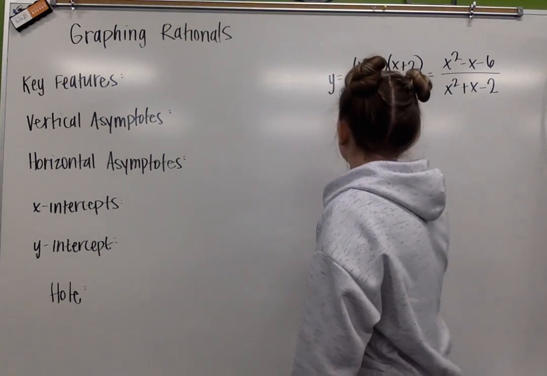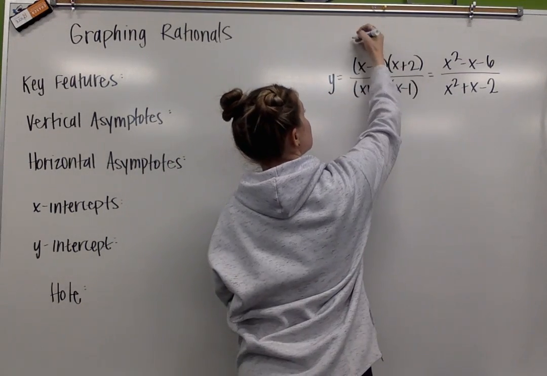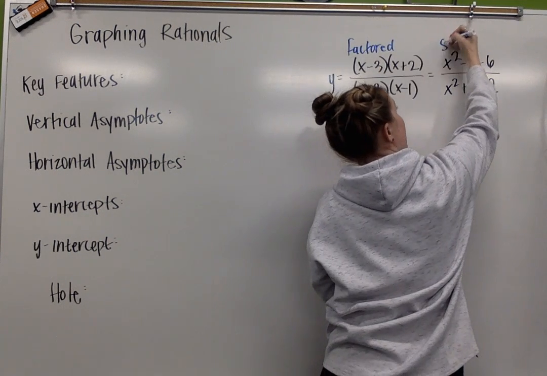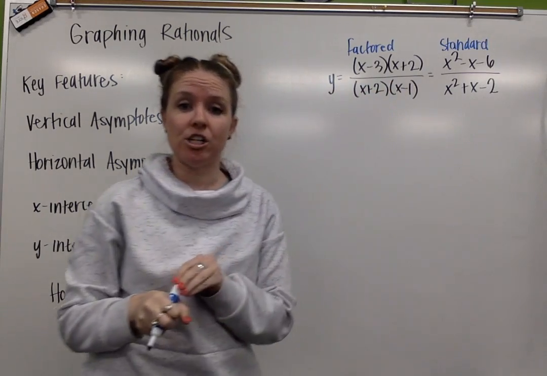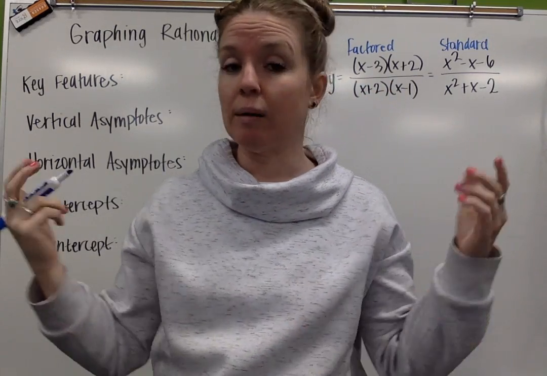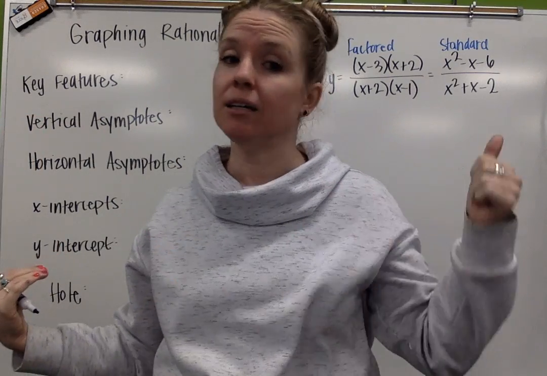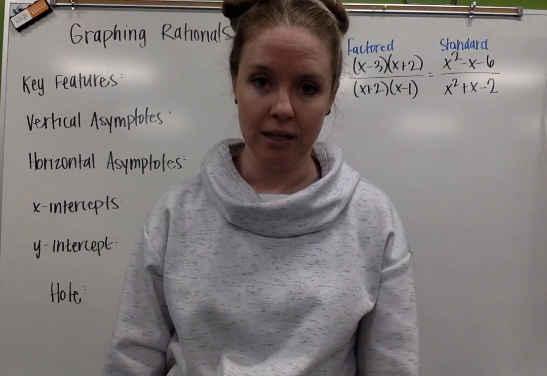So I've got an example over here. It's written in factored form. So this right here is factored form, and this one right here is standard form. Both of these are going to give me information I need to find these key features. So I'm just going to breeze through this one, talk about where we find them, show you an example, and then I'll come back with some more examples so you can see it a little bit later.